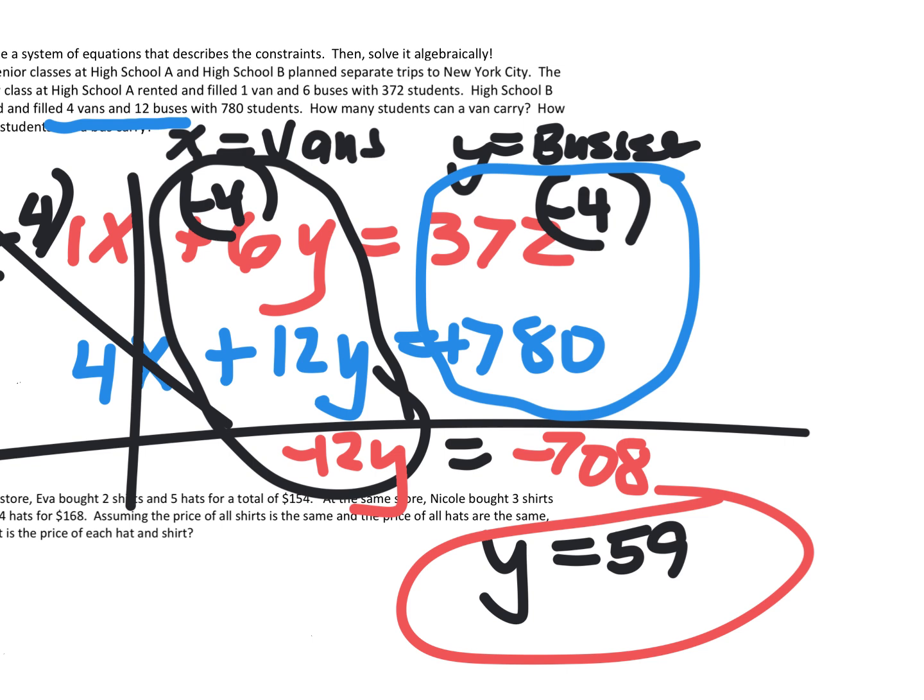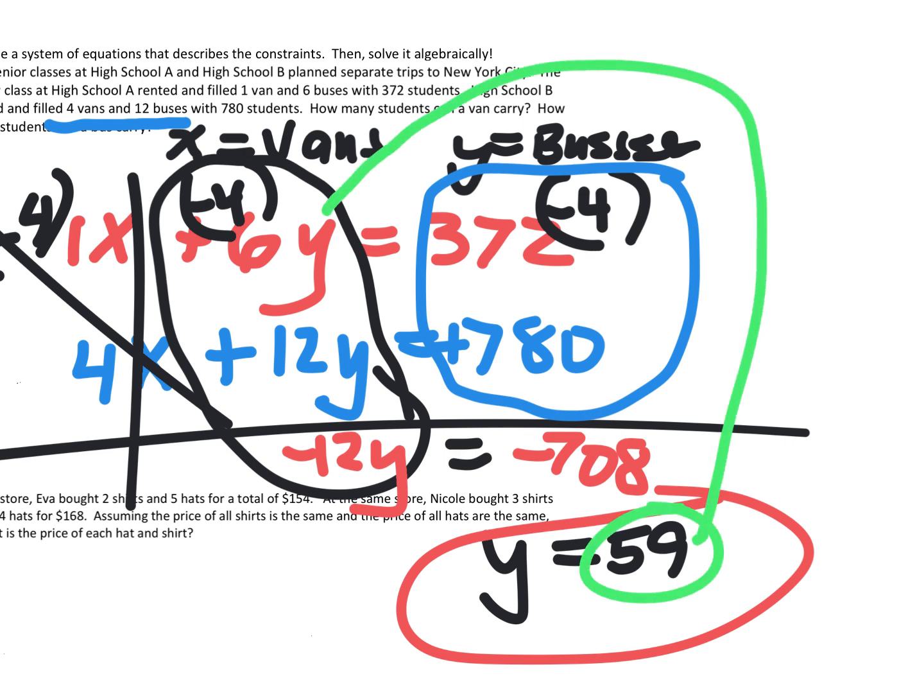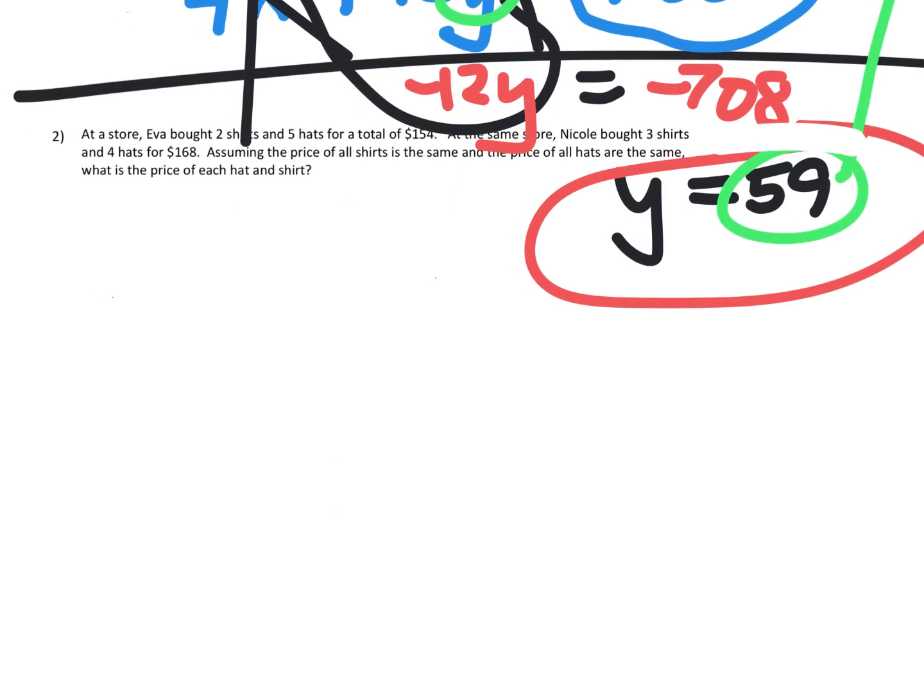Anyway, that's our answer. But wait, isn't there supposed to be 2 parts? Yeah. If you wanted to finish it, let's not even bother, because I think you know what to do. You take this 59 and you stick it in one of the equations. I could stick it in either one. I could stick it here and then solve it for x, or I could stick it here. Either one, and I could solve for x. All right, I think you get the idea. Let's move on to the next one.